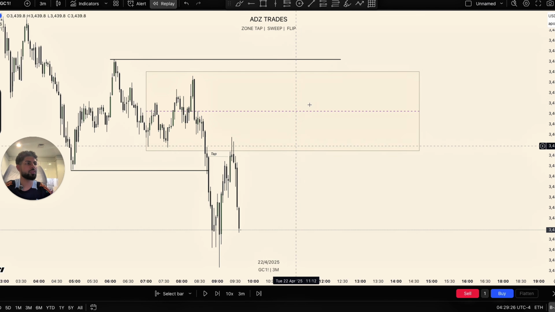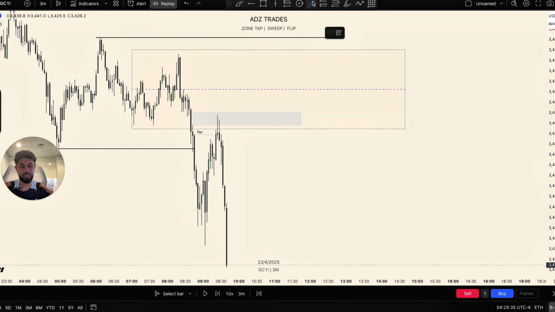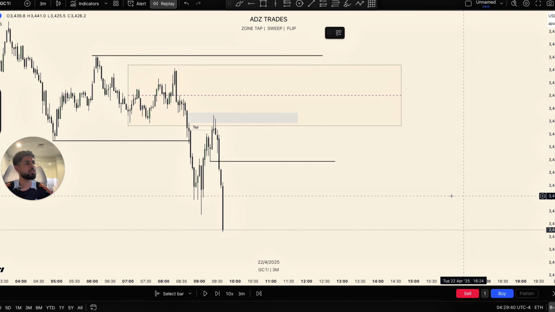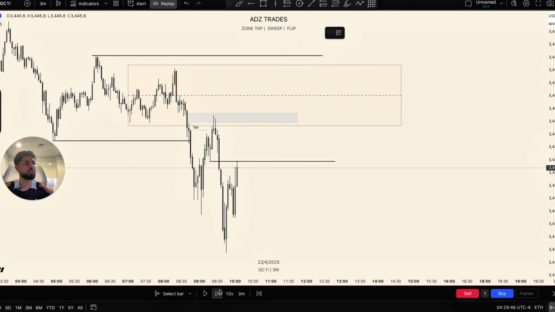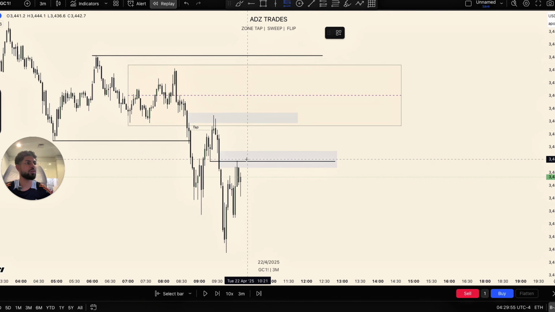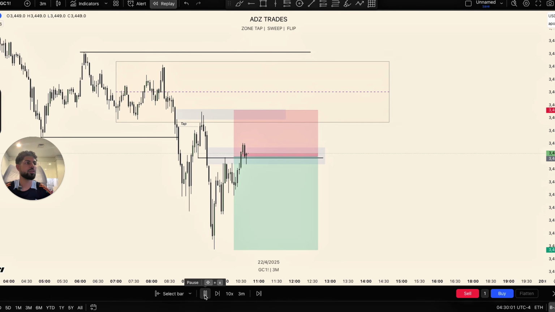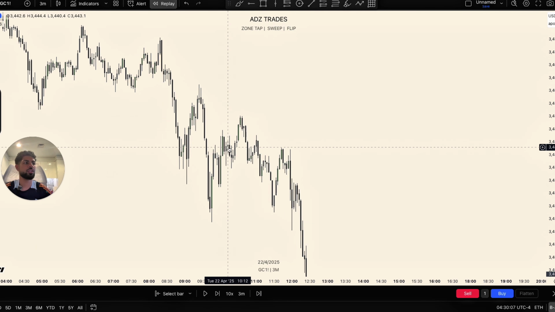Let's see what happens. Okay, nice. We come into this SNDR. We even fill this fair value gap. Right, and then what do we do? We shift structure. We don't manage to get tagged in, but we'll see if price does come back into here. Okay, as price comes back into here and this fair value gap, I could set my entry now in here, stop just above the high, target a lower low, get tagged in. Nice. TP is hit.